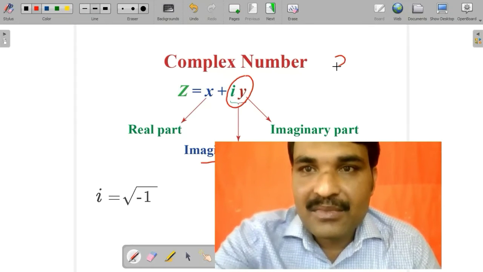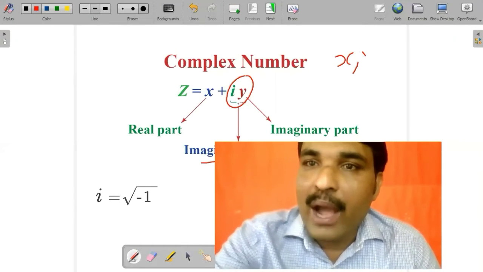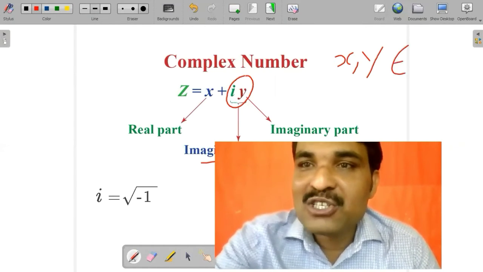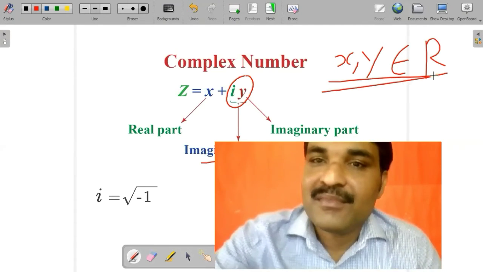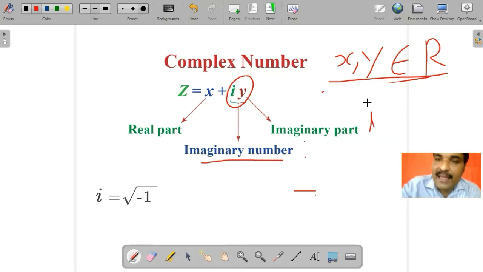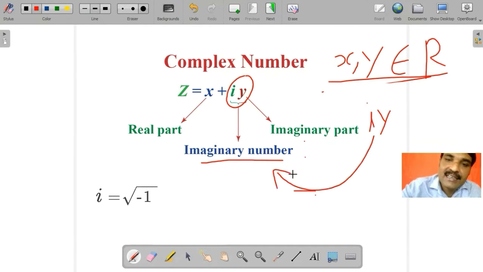X and Y belongs to R. ഇത് രണ്ടും real numbers ആണ്. Iota Y. This is our imaginary number. Okay. അപ്പൊ നമുക്ക് ഇങ്ങനെ എഴുതാം.